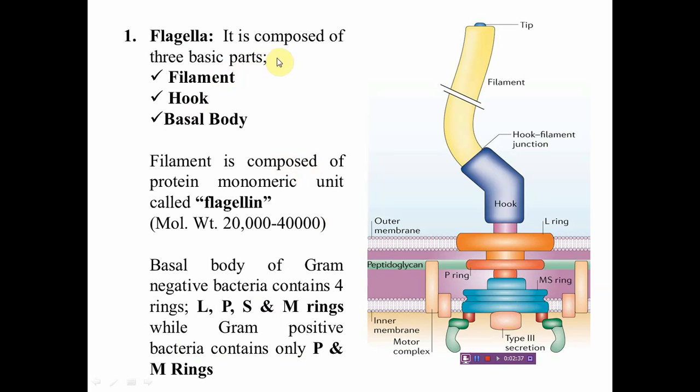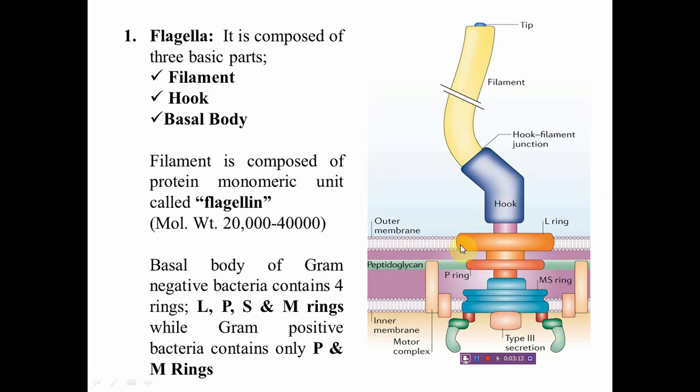Now the exact structure of the flagellum. The flagella is mainly composed of three basic parts: the outer filament, hook, and the basal body. So this is the filament, and the tip of the filament constantly grows. The filament is mainly composed of protein monomeric units which are called flagellin. These proteins have a molecular weight of 20,000 to 40,000 Dalton. The filament is attached to the slightly broader hook, and the hook is connected to the basal body.